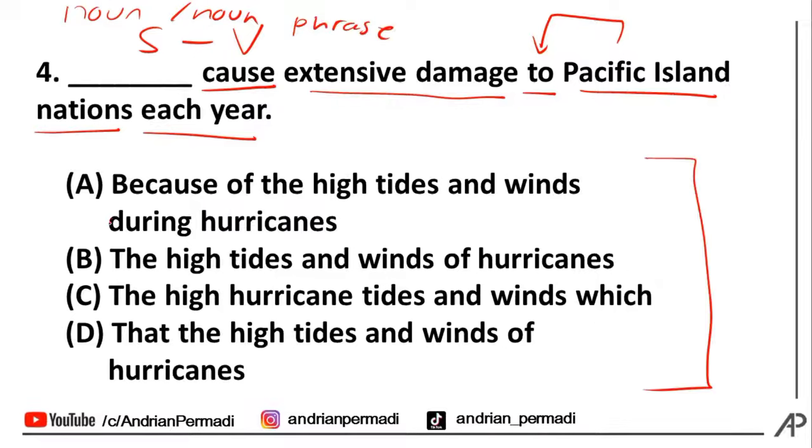Therefore, what we need to do is to choose a noun or a noun phrase from the following choices. Therefore, we can eliminate those answers that have connectors or conjunctions, such as A, because it has because, and D, because it has the connector that, and also C, because it has which. Therefore, the answer is B.